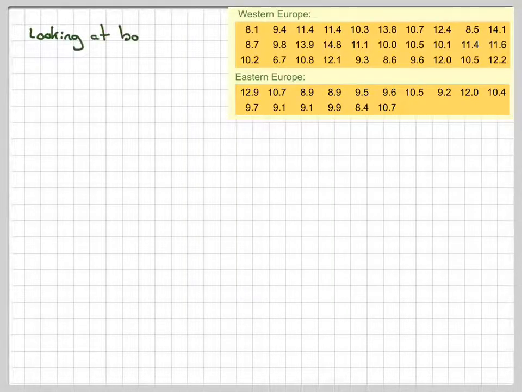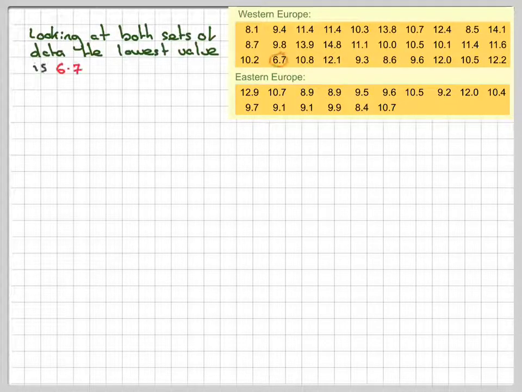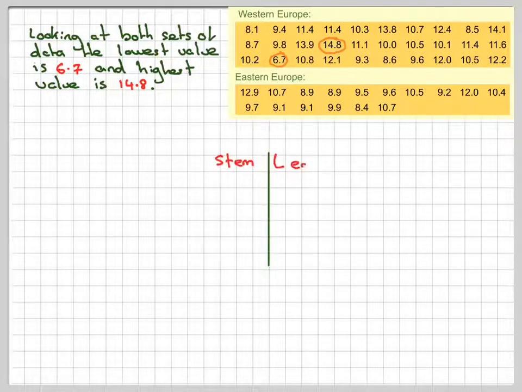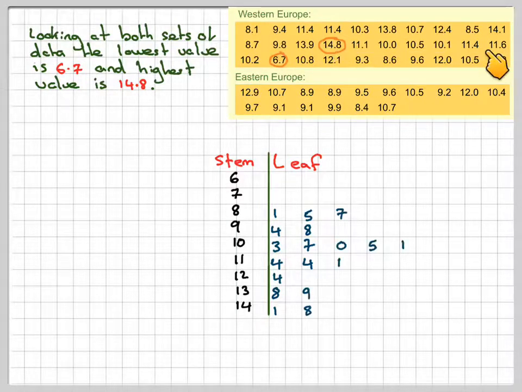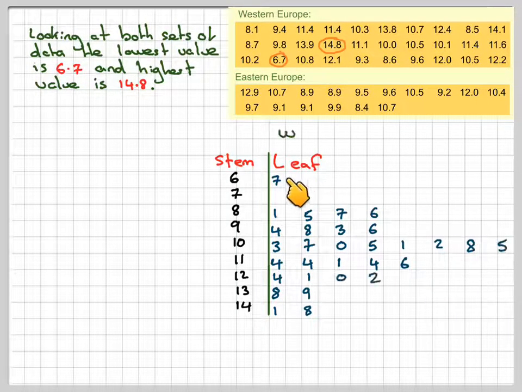So here's the data. Looking at both sets, you need to look for the lowest and the highest value. So the lowest is actually in Western Europe and the highest is also in Western Europe, which is 14.8. So you draw your stem going from the lowest 6 to 14, and the leaves are going to make the point value. As we've already done this in a previous video, this is what the data looks like. This is unordered.